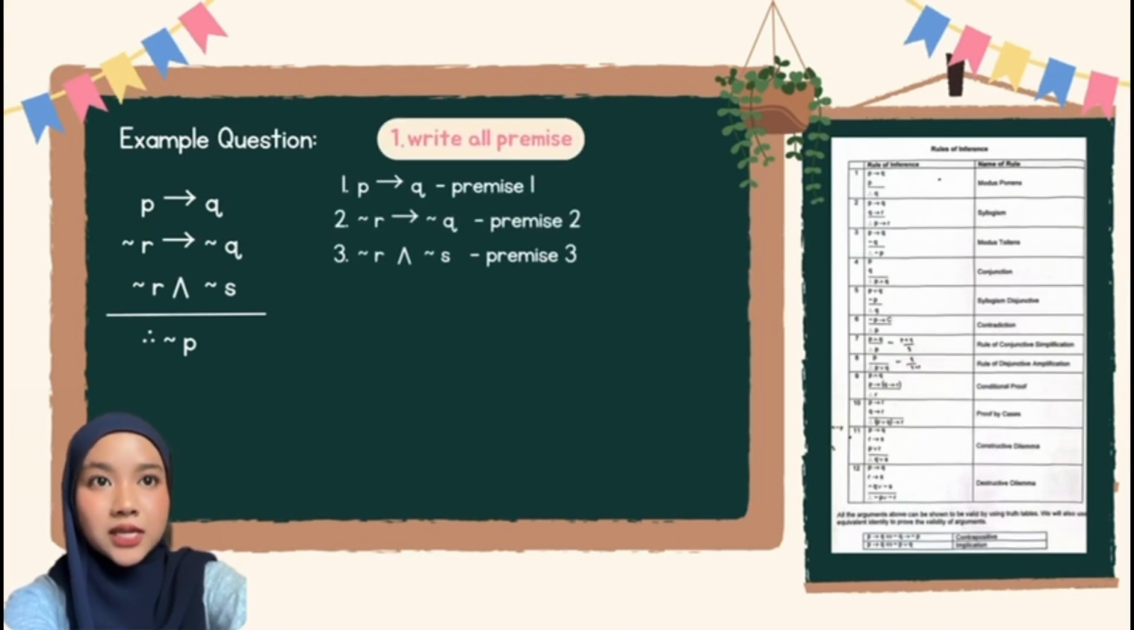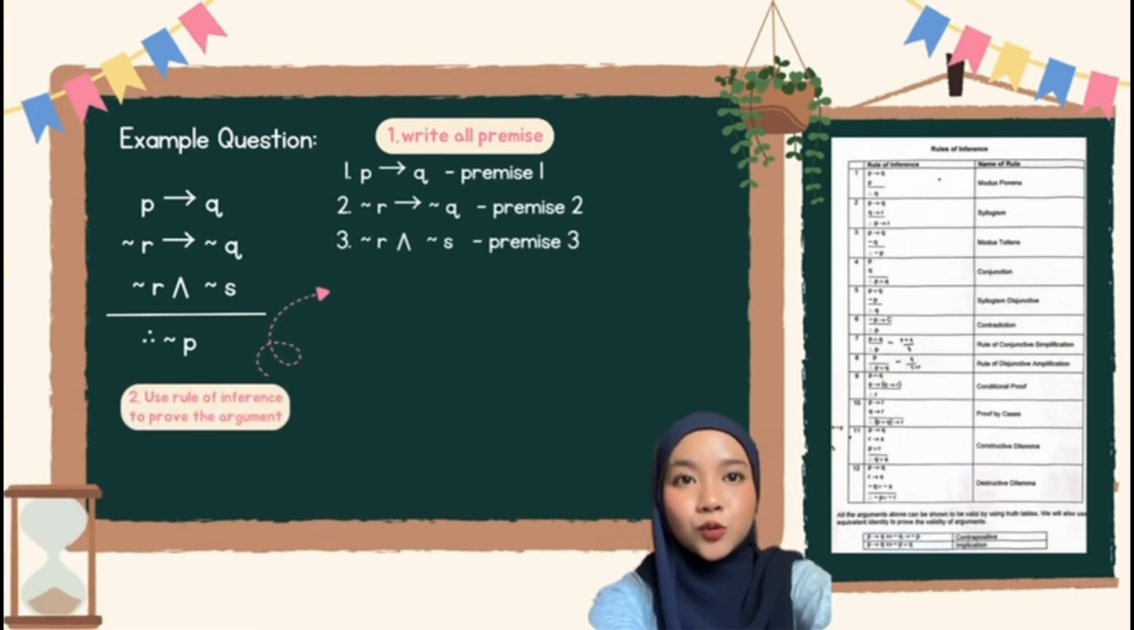Number 1 is if P then Q, premise number 1. Number 2 is if not R then not Q, premise number 2. Number 3 is not R and not S, premise number 3. So the second step is to use rules of inference to prove the argument.